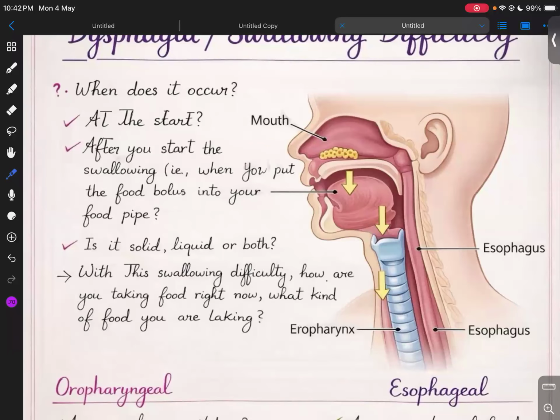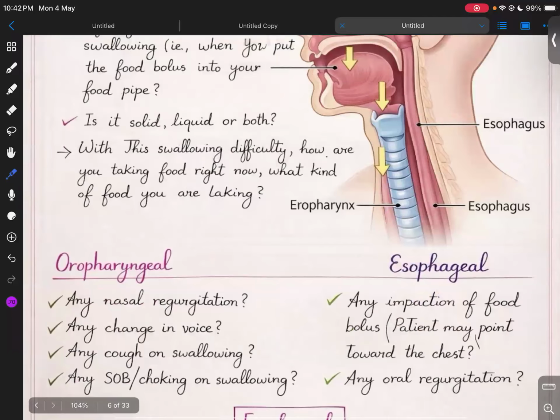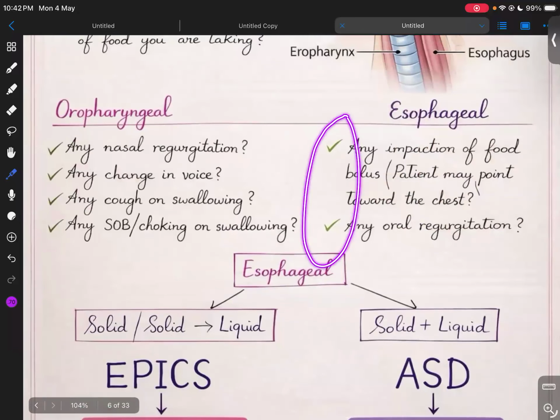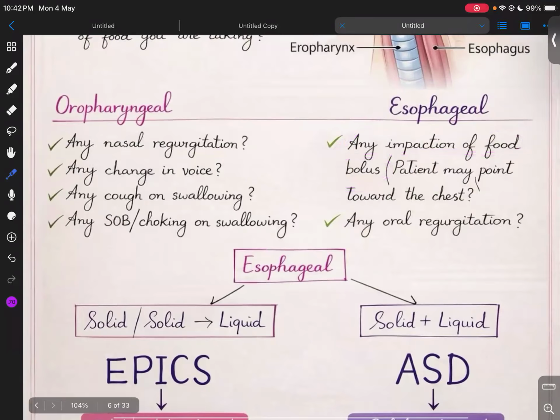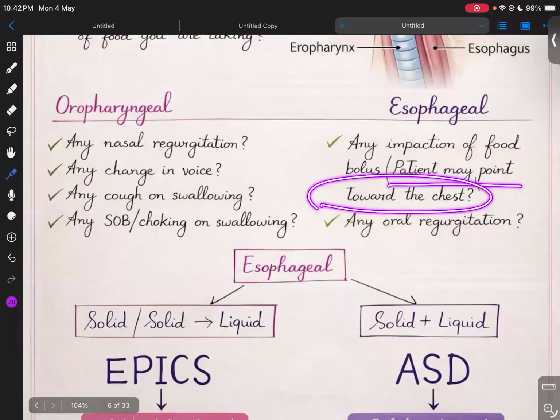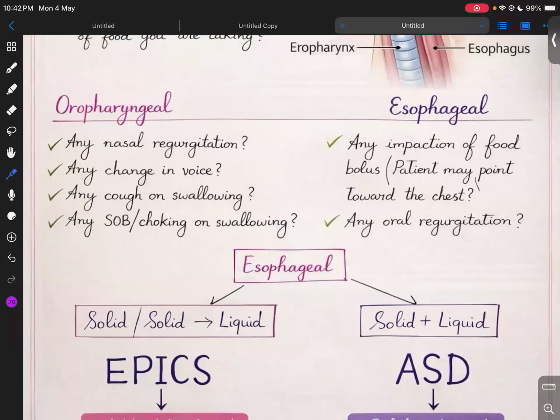But if the patient tells you that the dysphagia occurs after the start of the swallowing, then we have to ask these two separate questions. Whenever the dysphagia is occurring after the start of the swallowing, that is whenever he is going to swallow the food into the esophagus, that is esophageal dysphagia. In case of esophageal dysphagia, we have to ask, have you noticed any impaction of food bolus? The patient may point toward his or her chest, saying I feel something is stuck behind my chest.